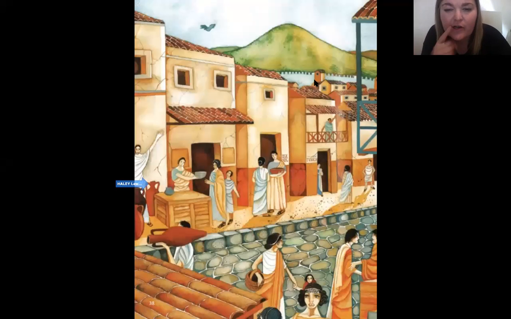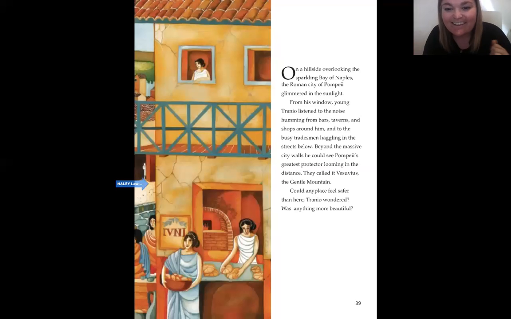Let's look at this picture. What other geographic thing did they talk about, fourth graders? Yeah, you're right. Do you remember what its name is? It is Vesuvius, the gentle mountain. So that's right by where they live too. And it's looming in the distance. So it's just hanging out back there.